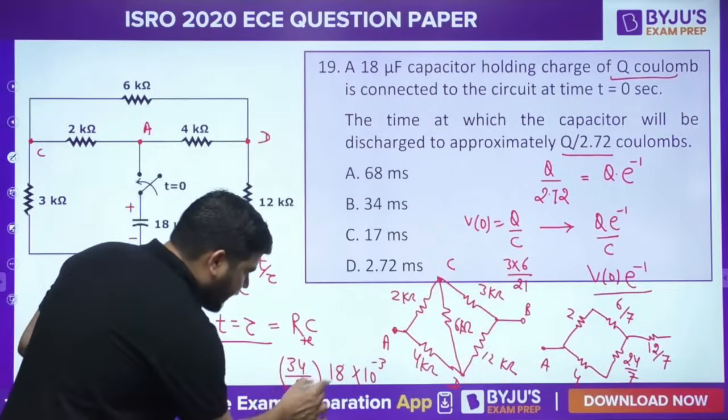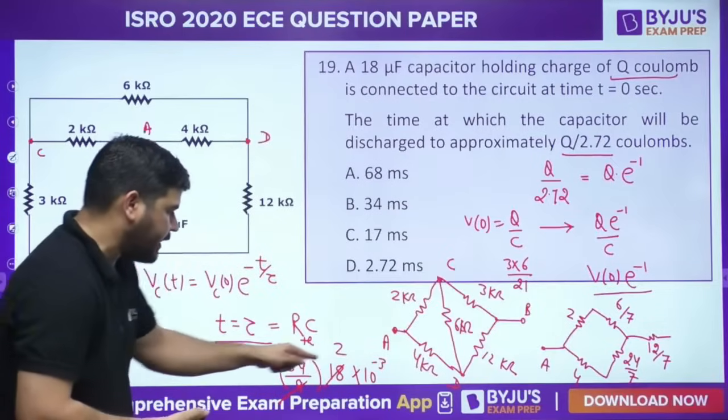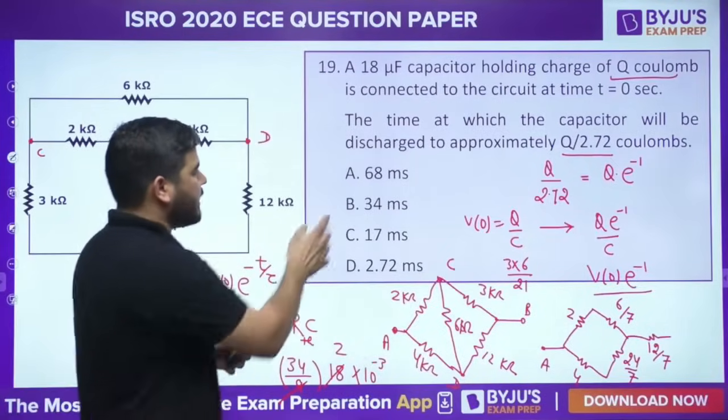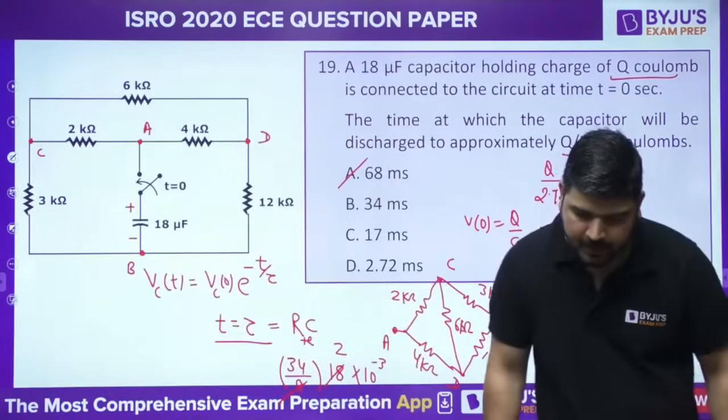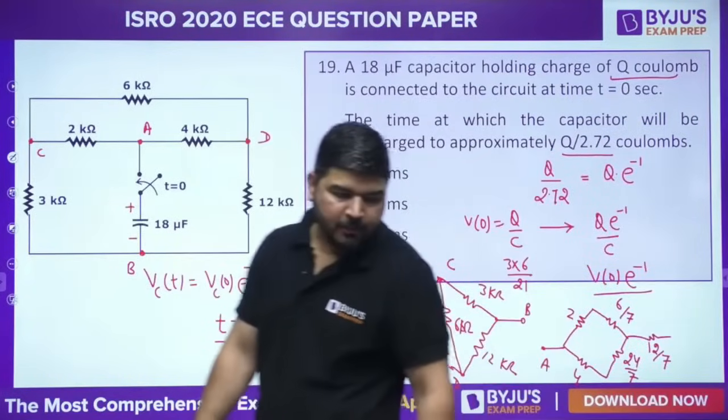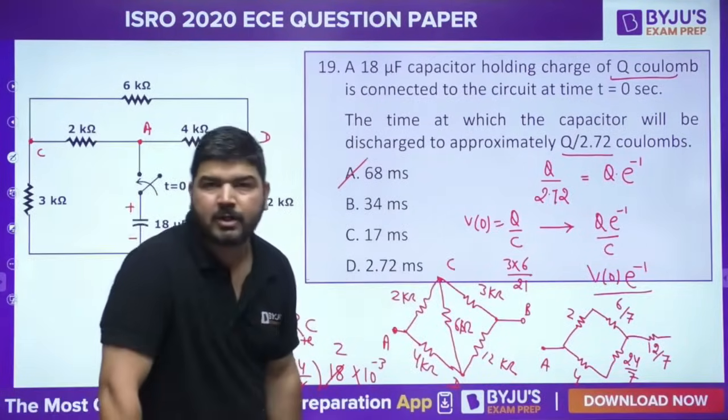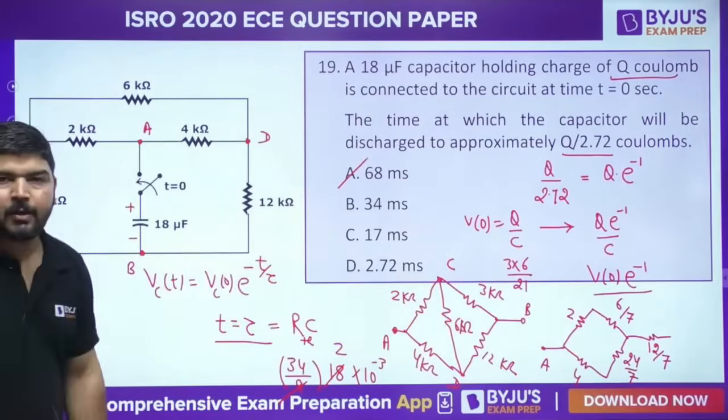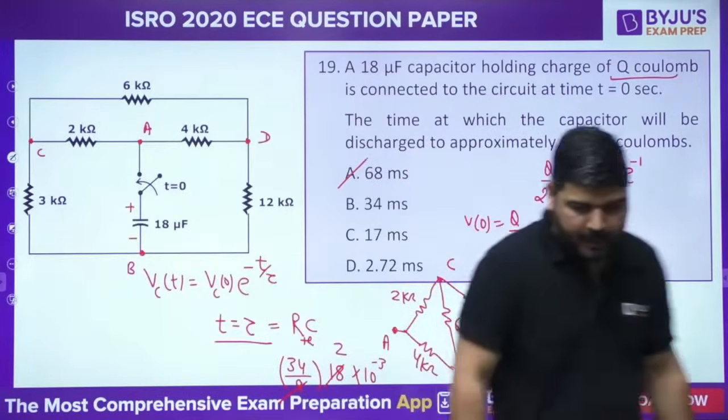Now this 9 will cancel with this 2 and you will get 68 millisecond. Answer is option A. So the time constant for this circuit is 68 milliseconds. So it's very simple. Ultimately, you need to calculate the time constant. Let's come to the next question.